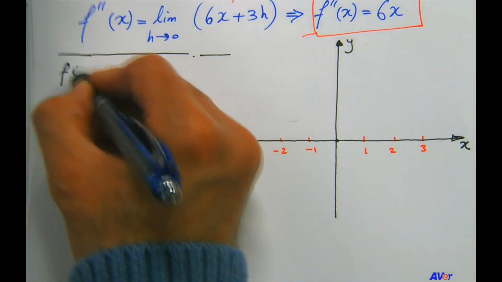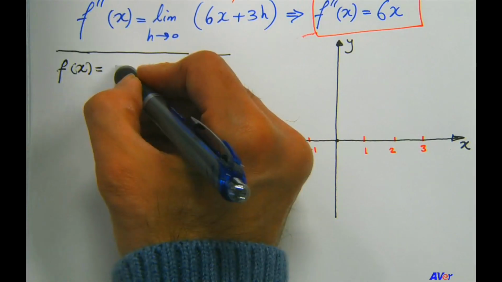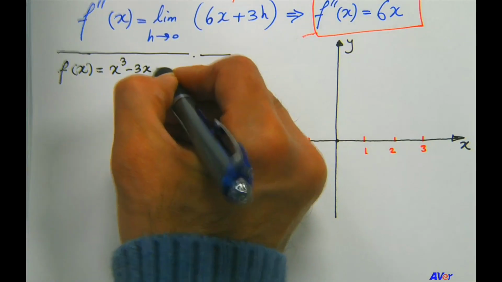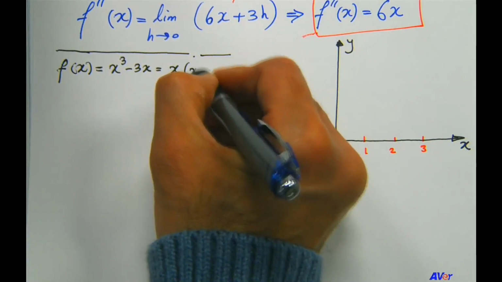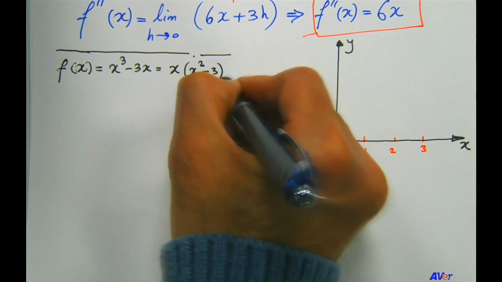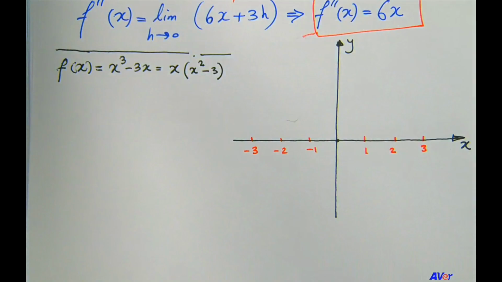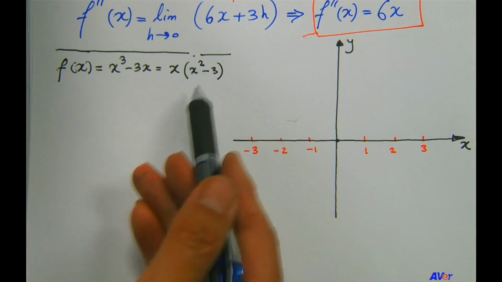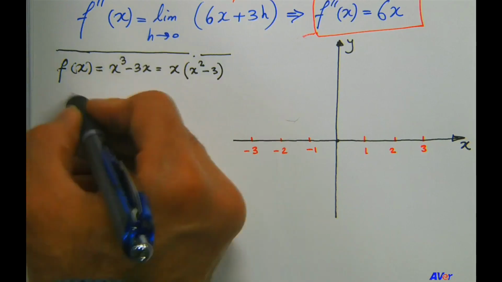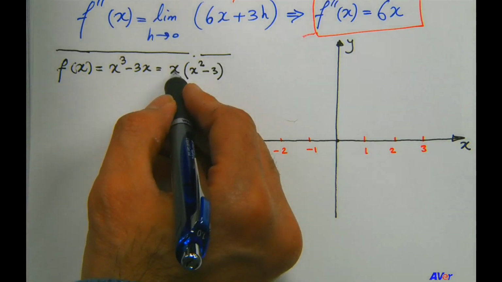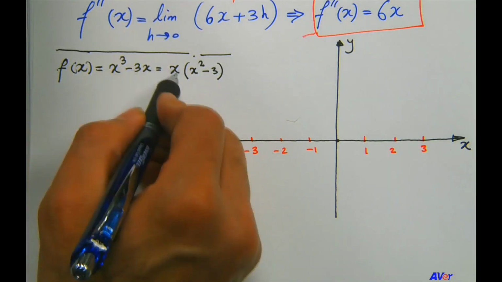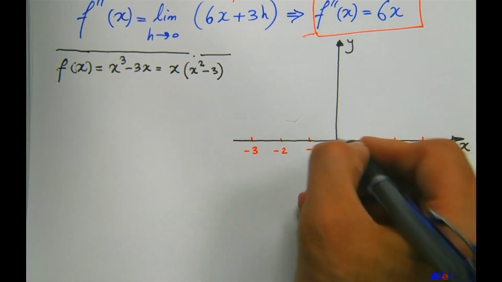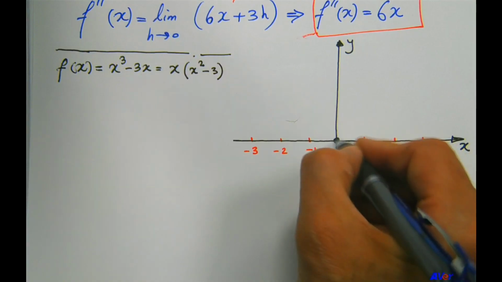So the original function was f of x equals x cubed minus 3x, which is equal to, let's factor x out, x times (x squared minus 3), right? Then let's find the x and y intercepts for this polynomial. If x is equal to 0, then for sure we have y equals 0. So the graph of this function does go through the origin.